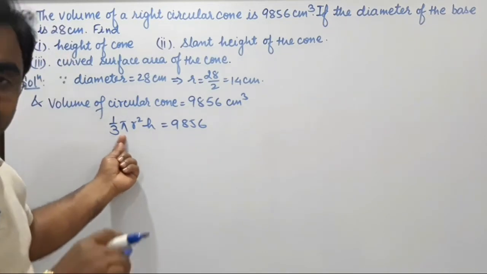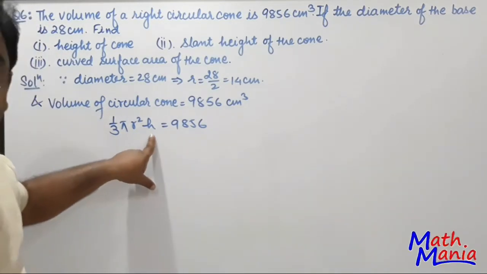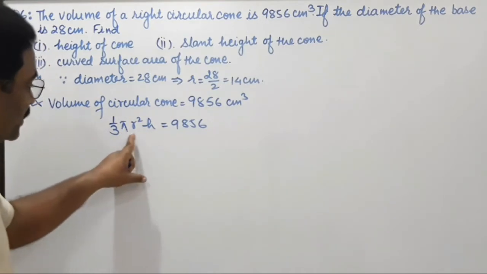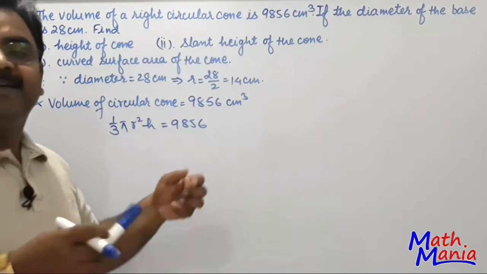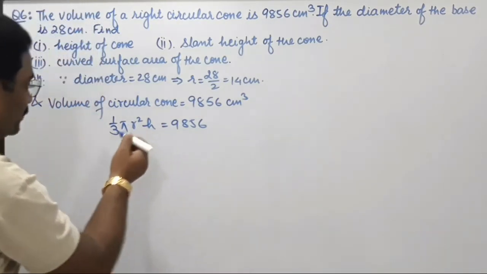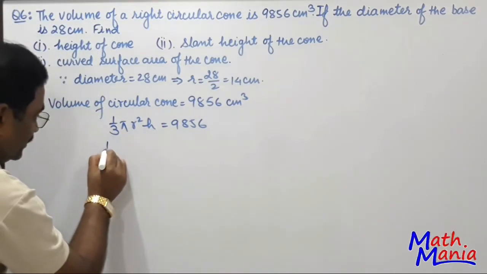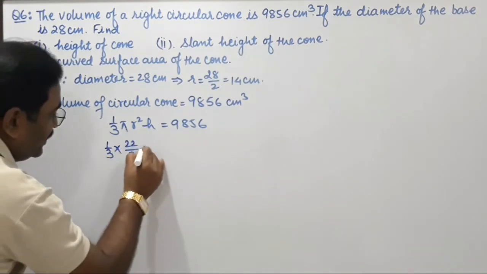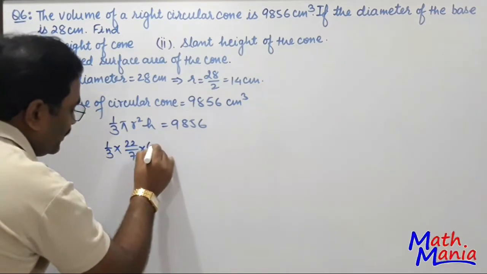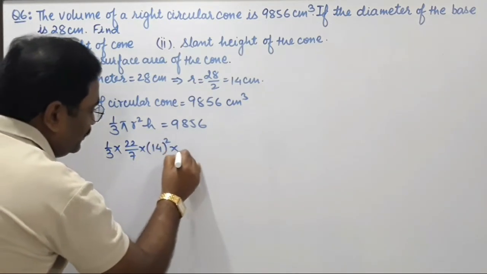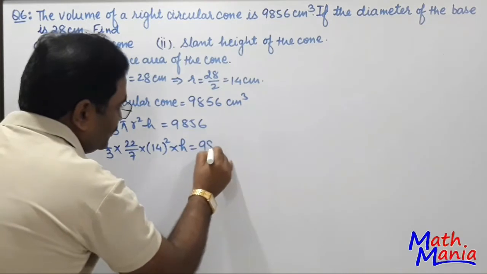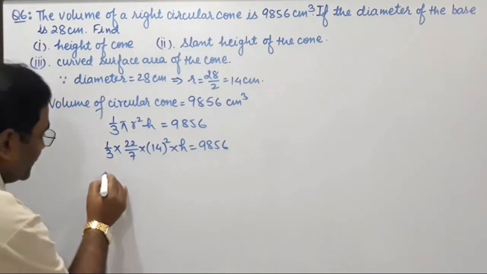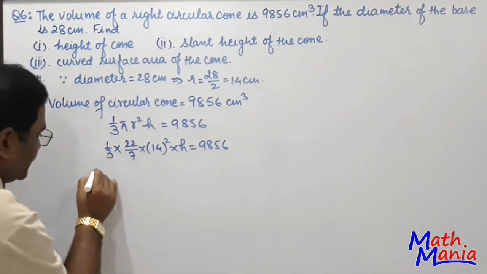and we know the value of pi, 22 upon 7, we can get the value of height easily, because there are three unknown quantities in this. Out of these three, two are known, so the third we can get easily. Let's substitute the value of pi. 1/3 pi is 22/7. Radius is given 14, so 14 square into height is equal to 9,856.